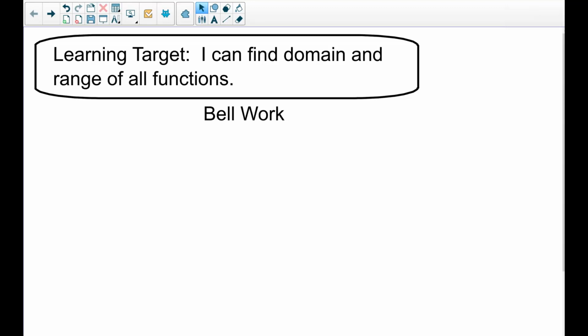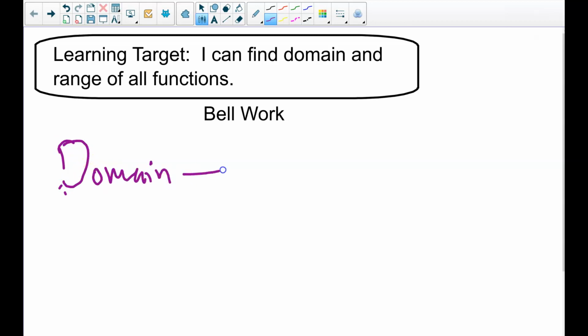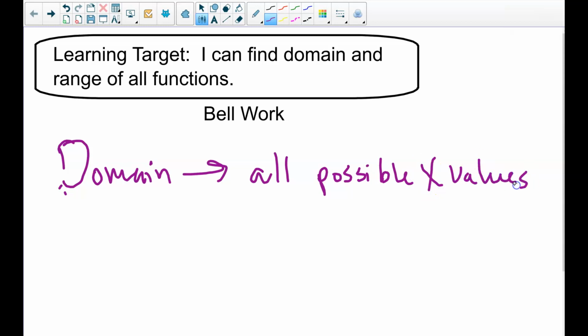All right, so the first thing we want to remember when we're looking at our notation here is that our domain, those are all possible x values, right? Or we also call them input values. Okay, so we're thinking about that. That's what we talk about with our domain.